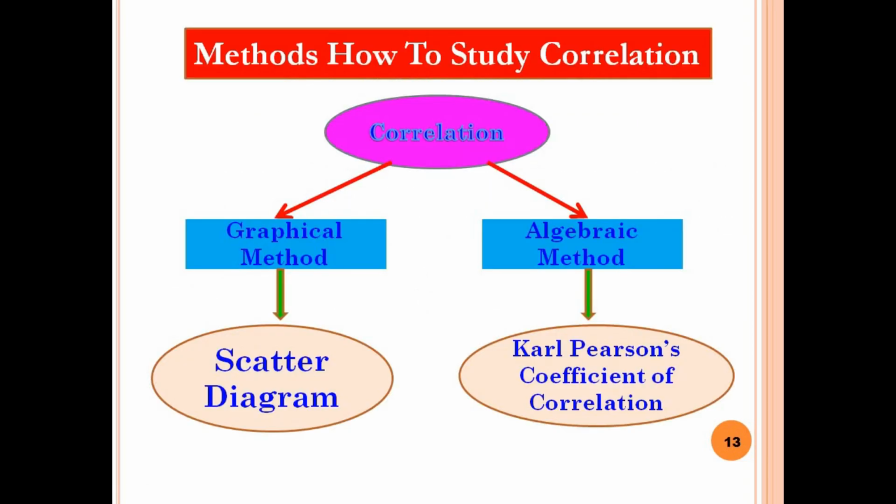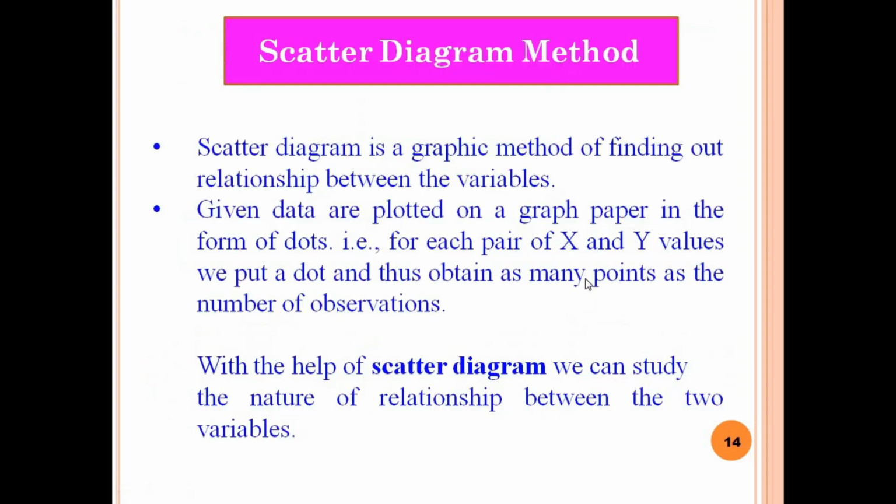Next, methods of how to study correlation. There are two methods to study correlation: one is the graphical method and another is the algebraic method. In the graphical method, we use the scatter diagram method, and in the algebraic method we use Karl Pearson's coefficient of correlation. So these two are the methods to study correlation.